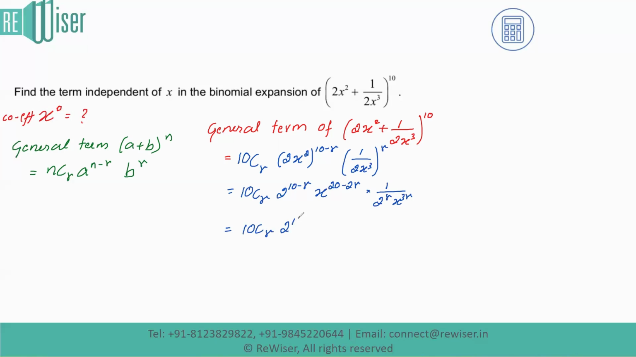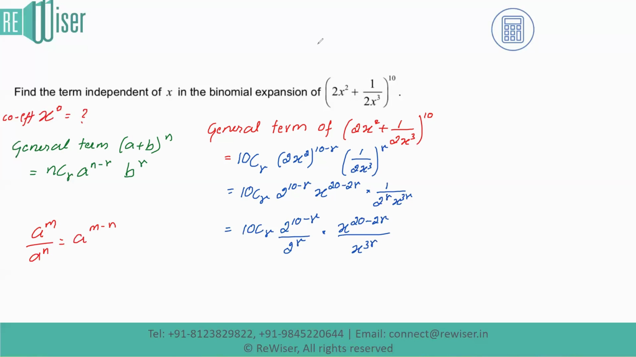Now I can write this as 10Cr into 2 to the power of 10 minus r, divided by 2 to the power of r, and similarly 2 to the power of 20 minus 2r divided by x to the power of 3r. Whenever we have a to the power of m over a to the power of n, this can also be written as a to the power of m minus n.